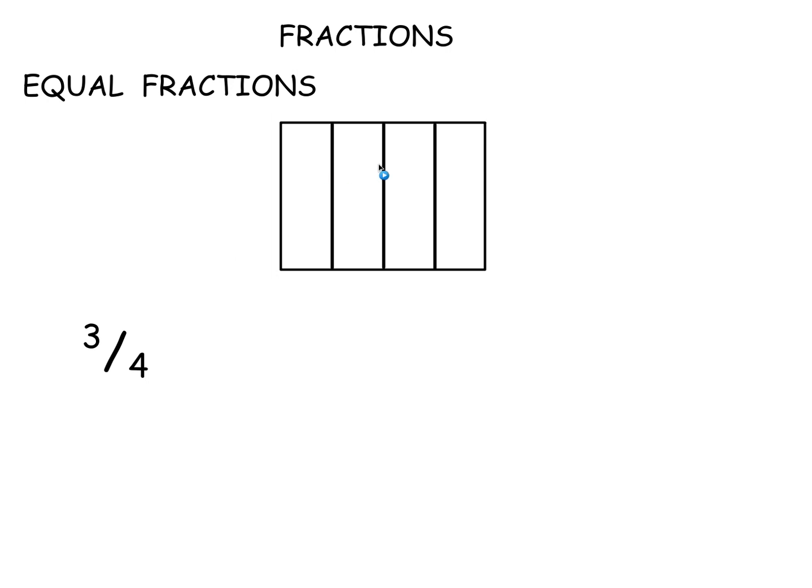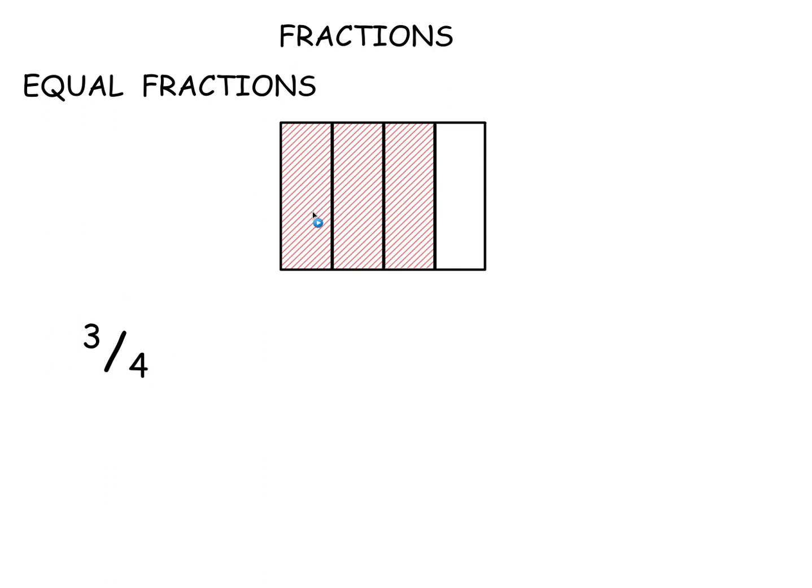When we have the quarters here, if I were to shade 3 parts out of the 4, I've shaded 3 quarters of the rectangle. So here's the fraction 3 quarters, 3 parts out of 4. So there are 4 parts altogether. Shaded are 3 parts. On the top, the number is referred to as the numerator. On the bottom, the number is referred to as the denominator.